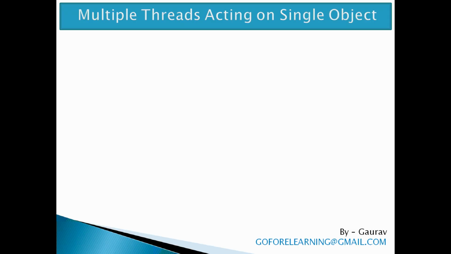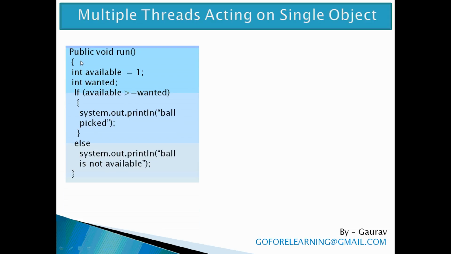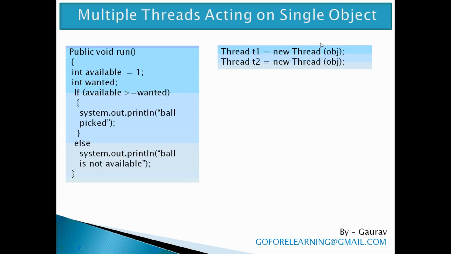Let us think only one ball is there in a field and two children are trying to pick the same ball. In the run method we have mentioned that only one ball is available, and if the ball is available then it will be picked by a child, else the ball is not available. Then we have two threads attached to the same object: Thread T1 = new Thread(obj), then Thread T2 = new Thread(obj). After that, run the program to pick the ball with T1.start and T2.start.